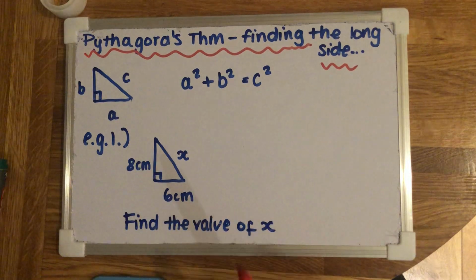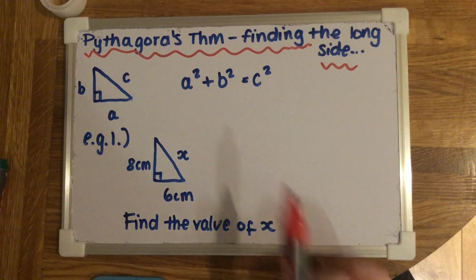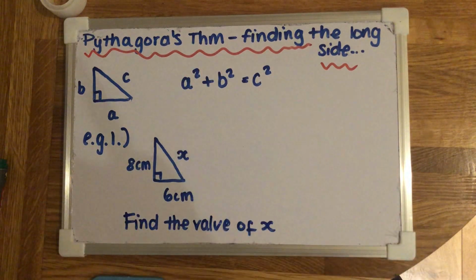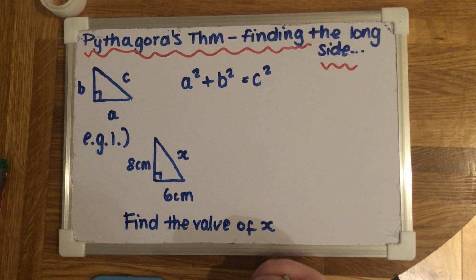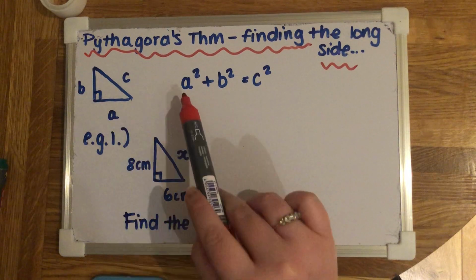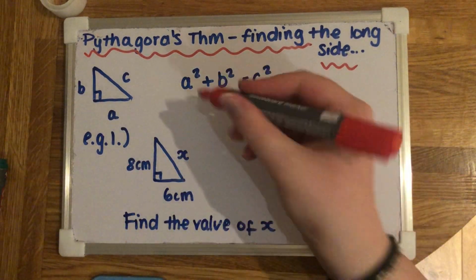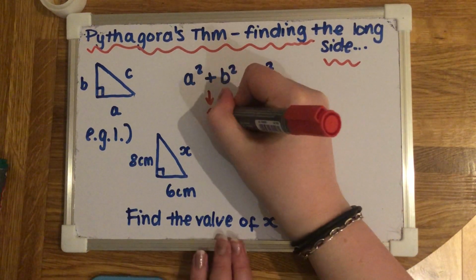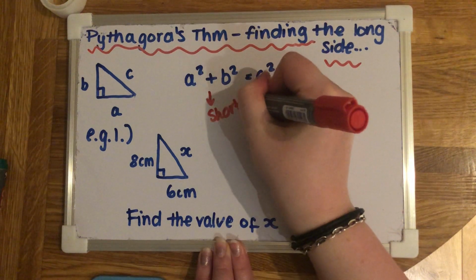So you'll be given two lengths on a triangle, and you'll be asked to find the third side using this formula here. Now, the key is, if you don't label it right, you're not going to get the answer right. Okay, so it's really important that we get the labelling done first. So A and B represent the shorter sides.